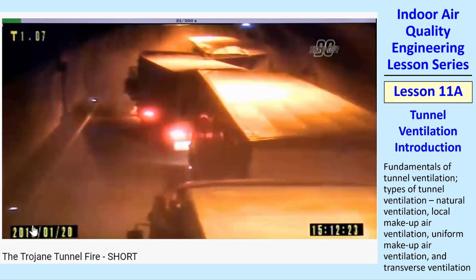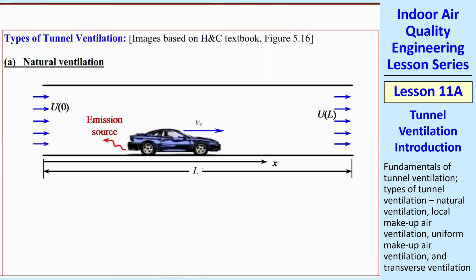Wow, pretty bad accidents. We're going to look at 4 different types of tunnel ventilation, and I'm going to concentrate mostly on the last one. And for all of these, we will consider only one-way traffic. There are some older tunnels where you have 2 ways, but all the modern tunnels have different tunnels for each direction of traffic. So we're not going to have cars coming at us. We have all the cars going in the same direction.